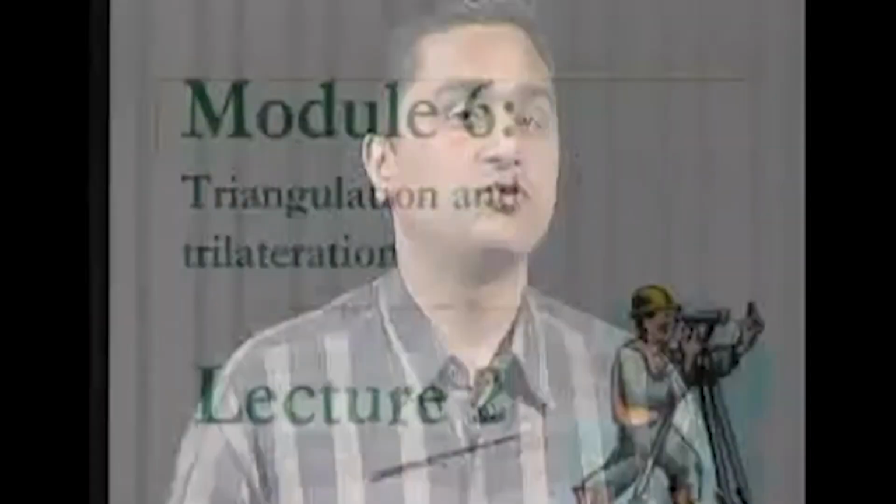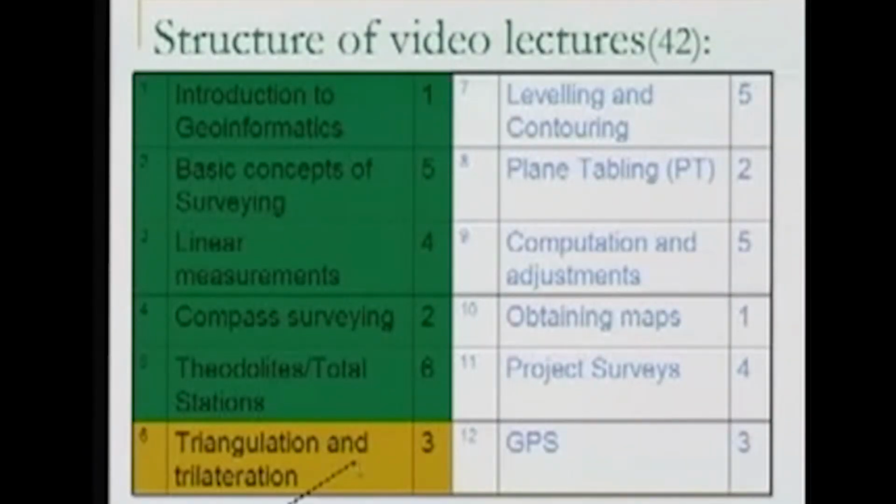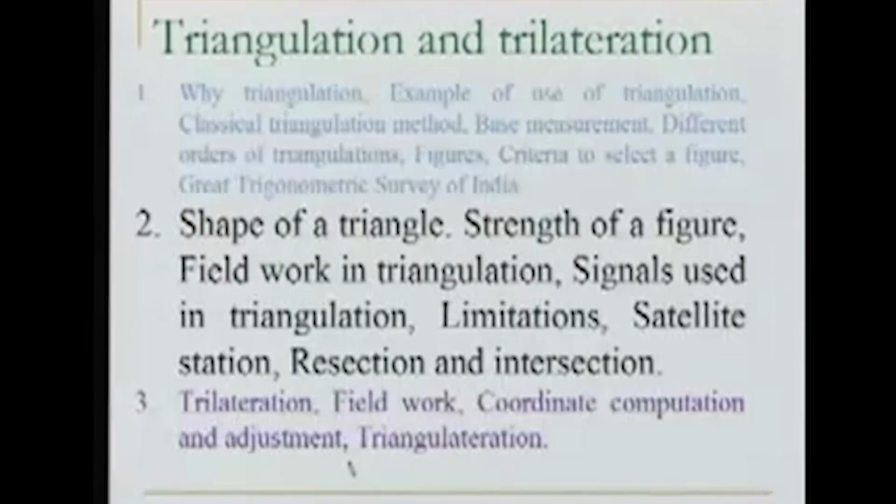Okay, welcome to this another lecture on basic surveying. Now we are in module 6 and today we will be talking about lecture number 2 in module 6, and that is also about triangulation and trilateration. This is the structure of all the modules. These green ones we have done already, this is the one we are doing at the moment.